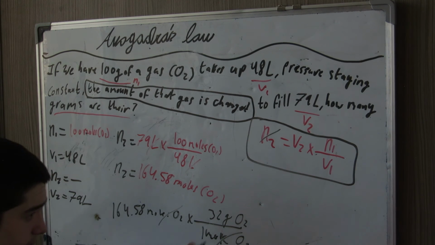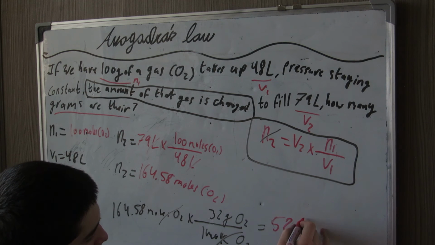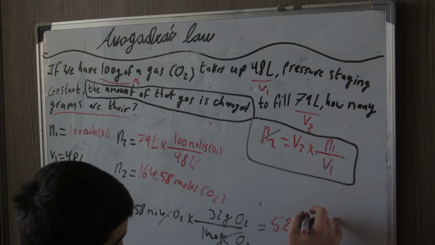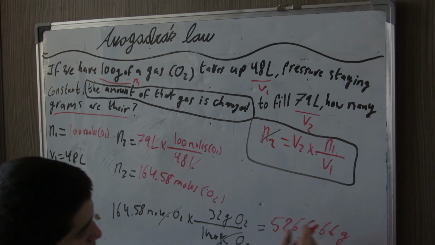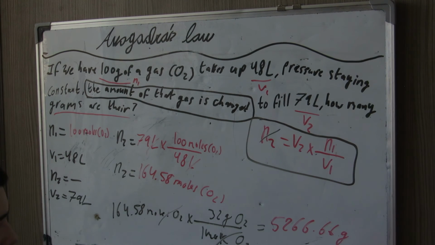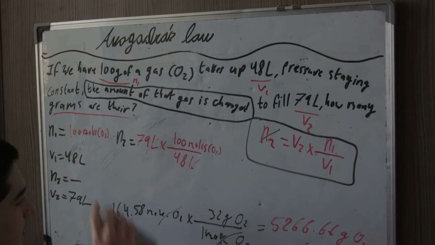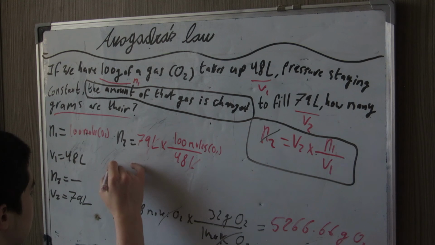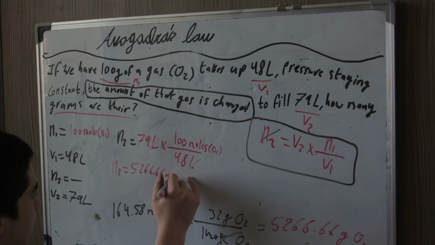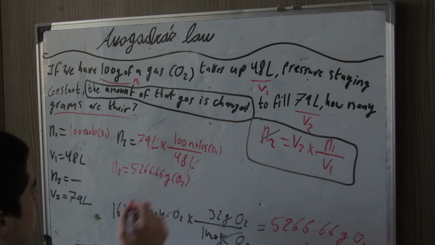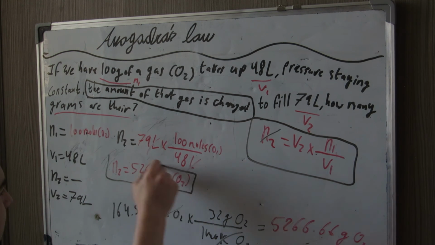So we'll have the final answer of 5266 or 5266.66 grams of O2. So we have grams of O2. So let's write it down. Let's put it above. If it's not shown in the camera, we'll put it up. It's going to be N2 equaling 5266.66 grams of O2. Great, so that's the final answer that we got, and we got everything here that we need.